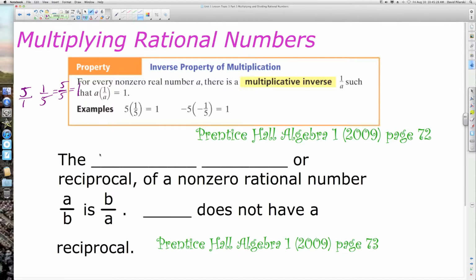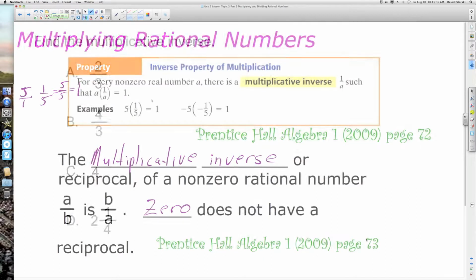So the words that we need to fill in here: the multiplicative inverse or reciprocal of a non-zero rational number a over b is b over a, and it tells us that 0 does not have a reciprocal because you can't divide by 0. And this was taken from our textbook, Prentice Hall Algebra 1, copyright 2009, on page 73.